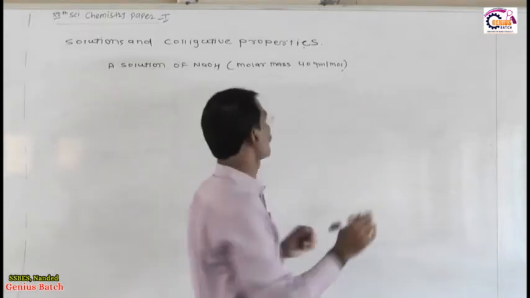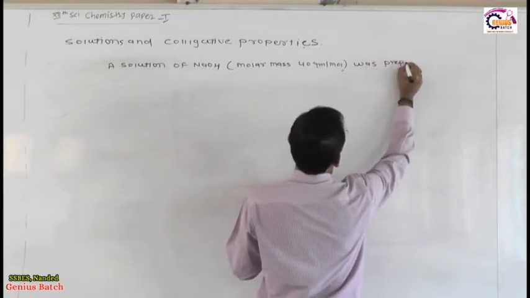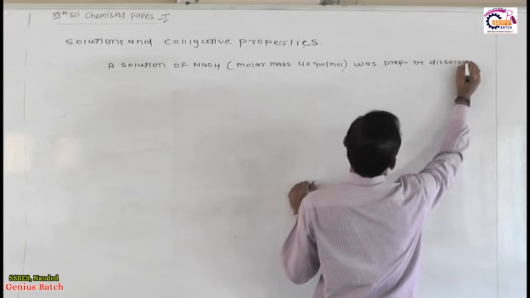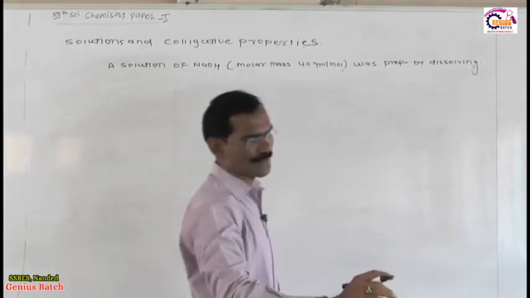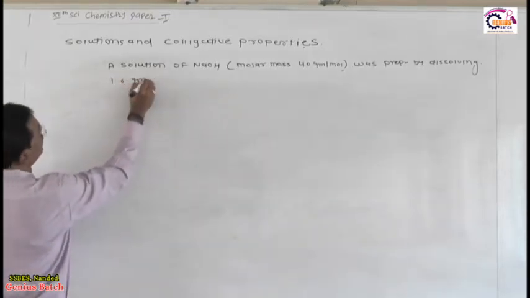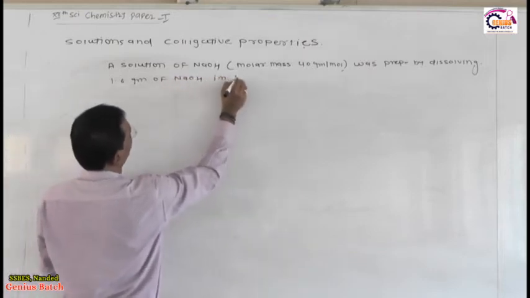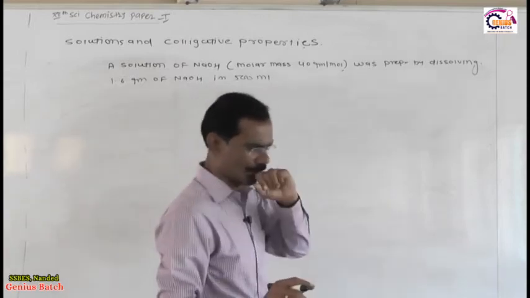Was prepared by dissolving 1.6 gram of NaOH in 500 ml, cm cube means ml, 500 ml of water.